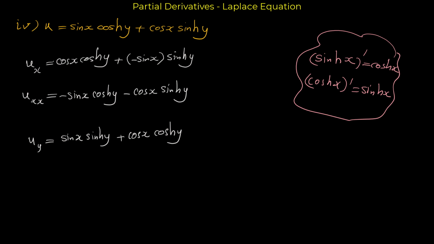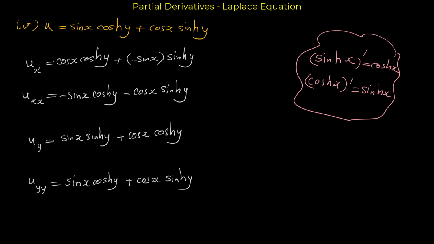Now we have to find uyy. We have to take the derivative with respect to y again. It would be sine x cosine hyperbolic, cosine x sine hyperbolic. The derivative of cosine hyperbolic is sine hyperbolic. The derivative of sine hyperbolic is cosine hyperbolic, and we don't have any negative for this.